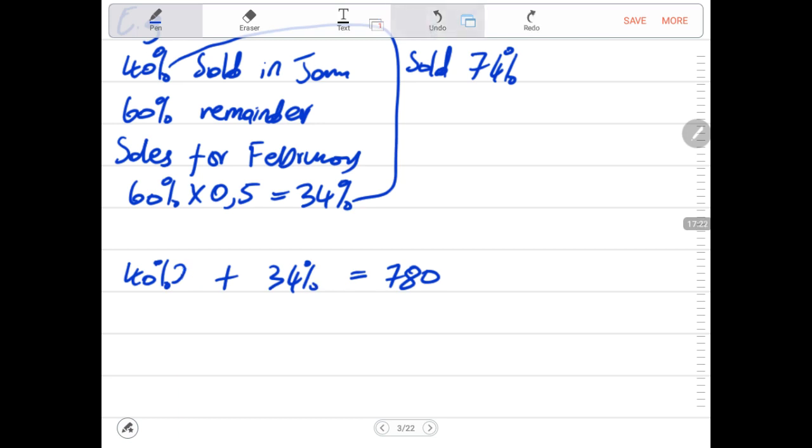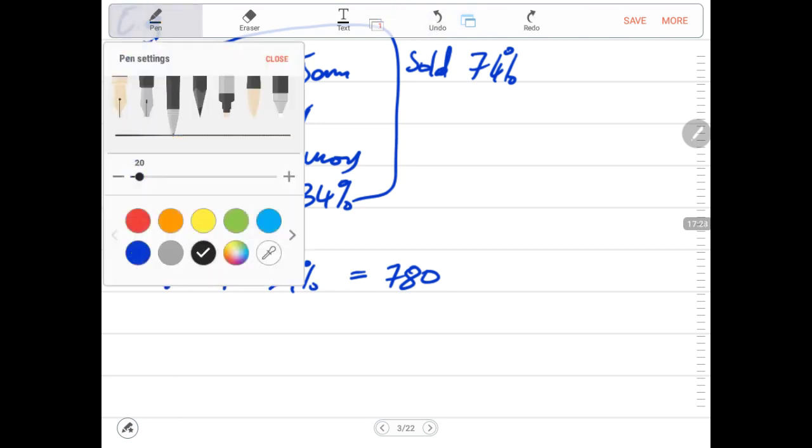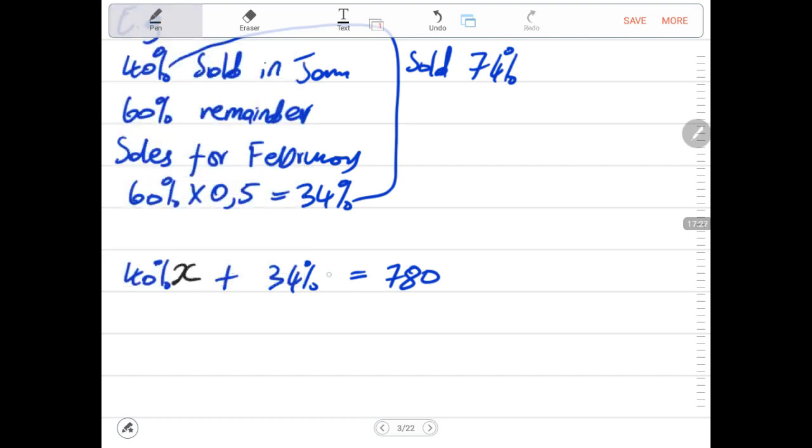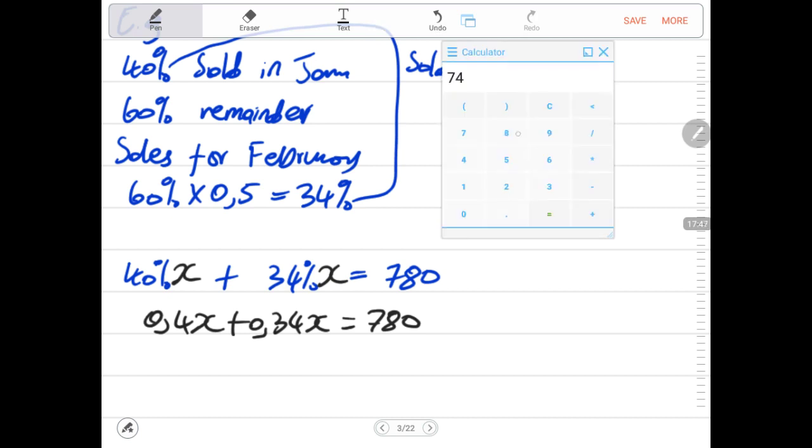We don't know the number of sheep that he had, but we let the number of sheep be X. 40% times the number of sheep and 34% times the number of sheep will give us the total sales of 780. In other words, this will be 0.4x plus 0.34x equals 780 sheep. So now let us add the percentages. It will be 0.4 plus 0.34. This will give us 0.74, which is the same as 74%.